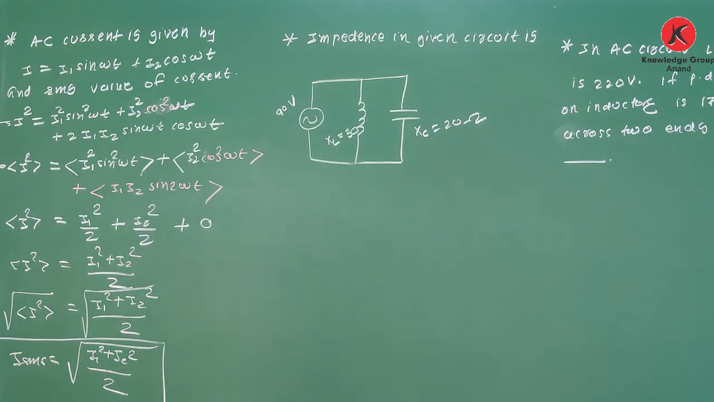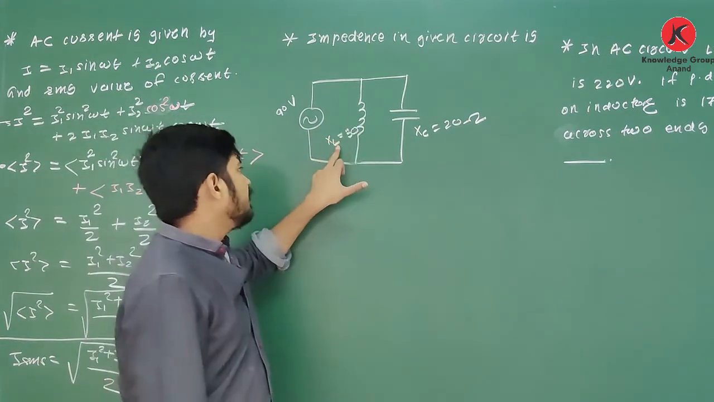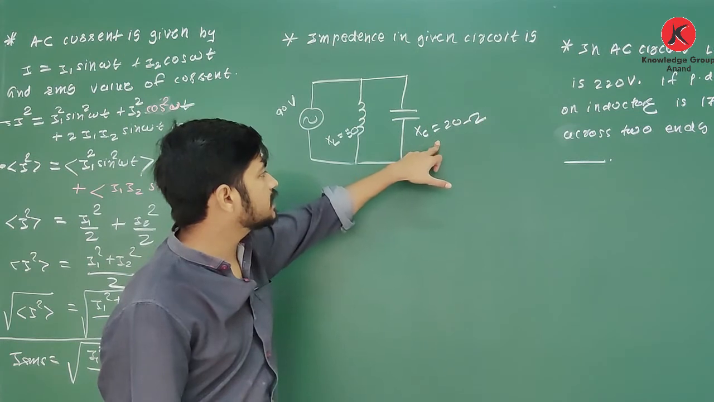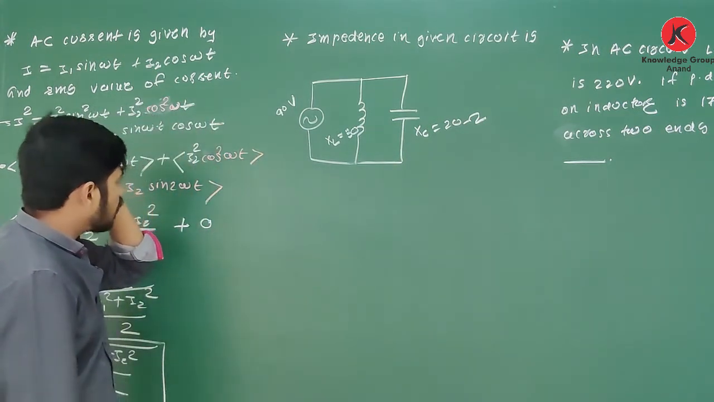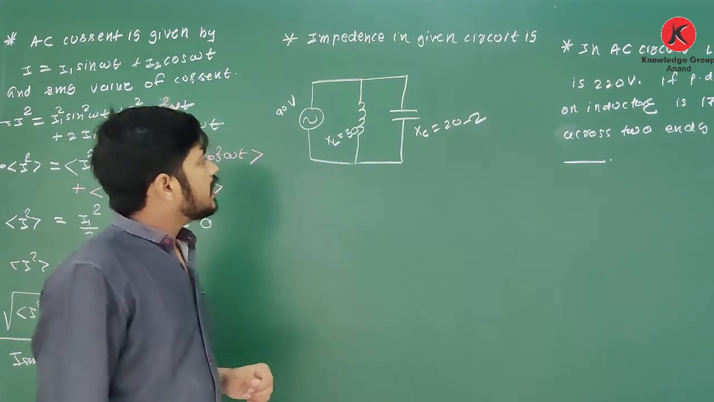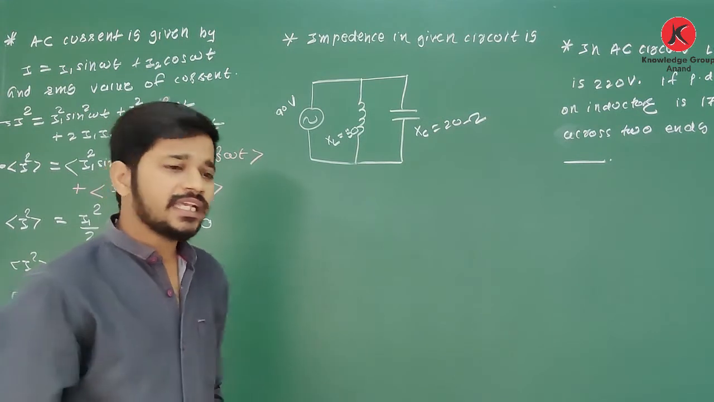You are given one circuit. You have to find the impedance in the given circuit. See what is given. Actually, it is an inductor having inductive reactance 30 ohm, and a capacitor having capacitive reactance 20 ohm, with a voltage supply of 90 volt. This inductor and capacitor are connected in parallel.